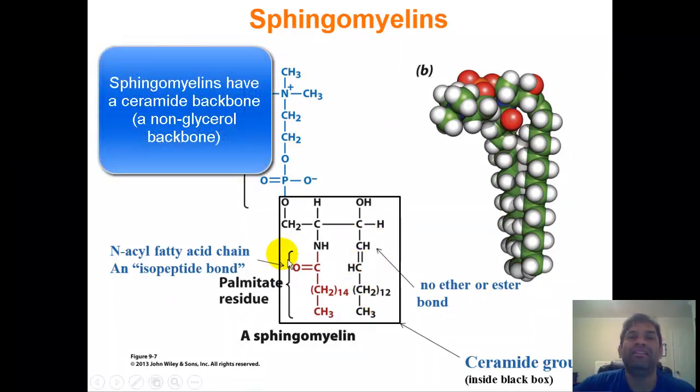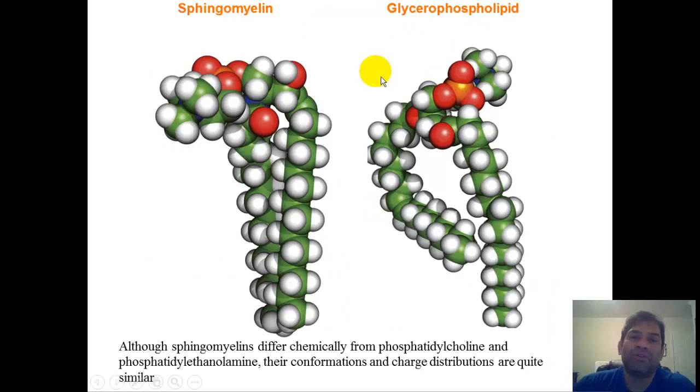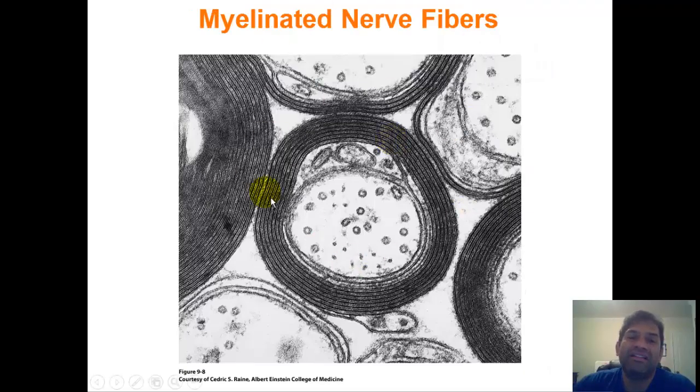So sphingomyelins are distinguished from glycerophospholipids in the fact that we have a non-glycerol backbone. We have what is called a ceramide backbone. And so a non-glycerol phospholipid here. Here's our ceramide entity, again, non-glycerol backbone. Well, glycerol backbone or non-glycerol backbone take on the same conformation, head group and 2 acyl chains. Head group, 2 acyl chains. So sphingomyelin is very much found in the myelin sheath of nerve fibers.